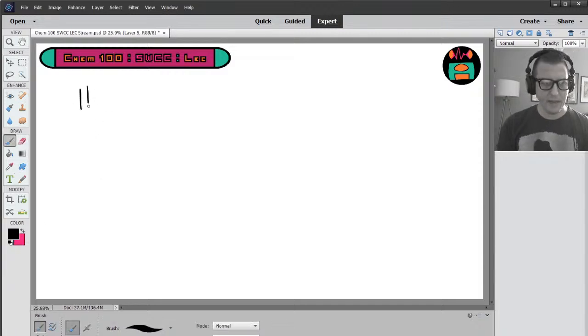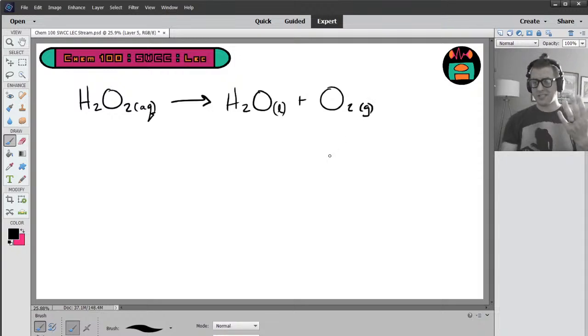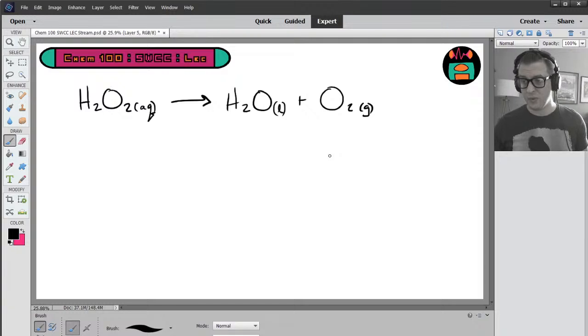Let's write a balanced chemical equation for the decomposition of hydrogen peroxide, H2O2. It will decompose over time to become liquid water and oxygen gas. I don't know if hydrogen peroxide is a common reagent, but it's a household item. You can buy it at Walmart or wherever, and it's used to disinfect wounds.